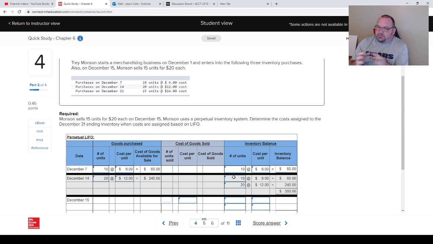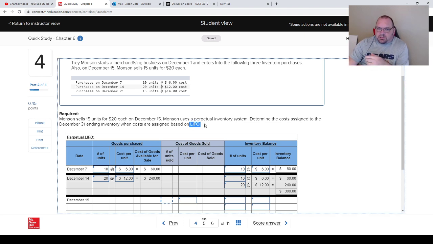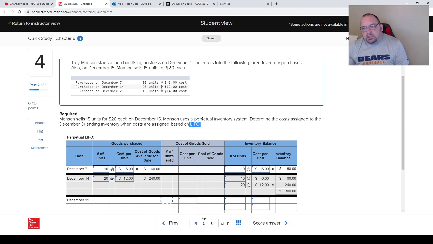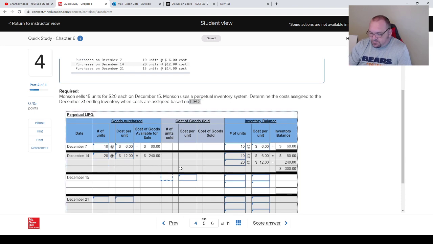And now we're ready to go to the sale on the 15th. And we're going to use last in, first out. Right, so this is the same problem, different costing method. So here we're going to use last in, first out. Looking here at our inventory, here's the first, here's the second. Okay, so from this group here, we're going to take 15 out at $12 a piece. So we'll take 15 out of the second group at $12 a piece. Okay, now, let's see what we got left. Okay, the first 10 are still untouched.